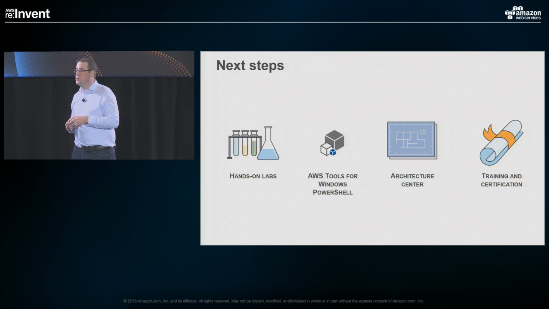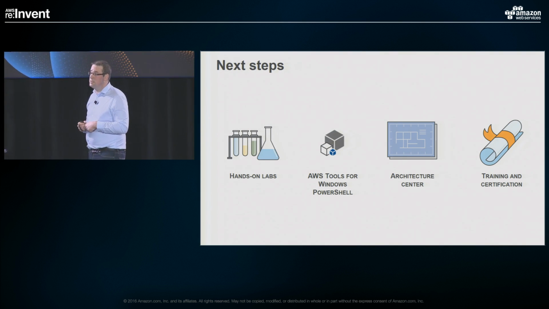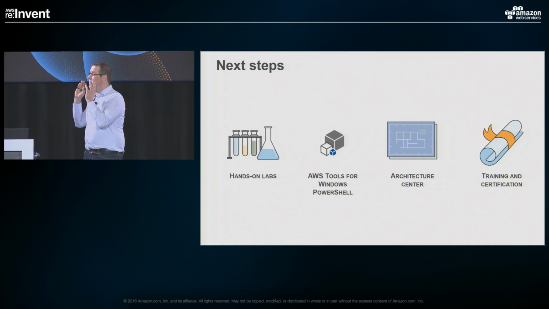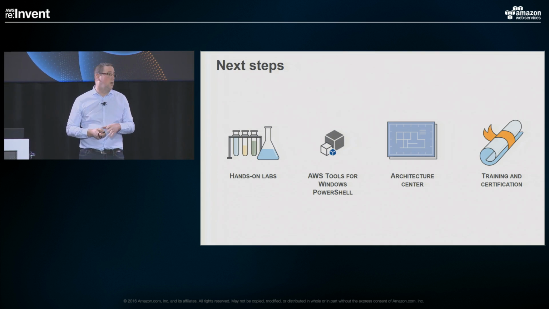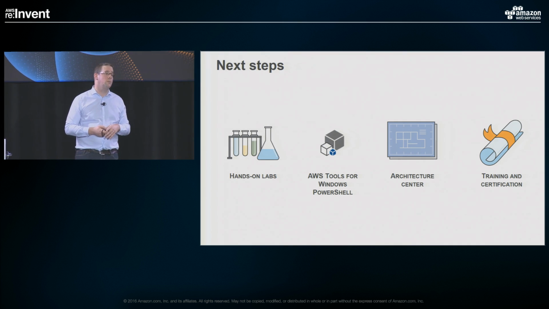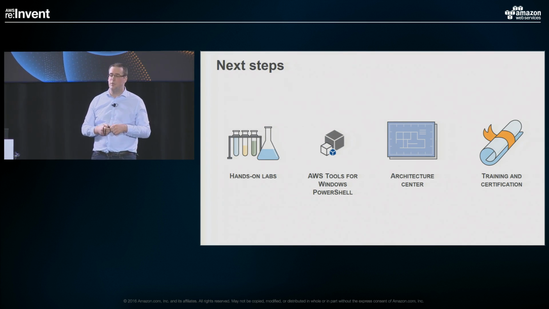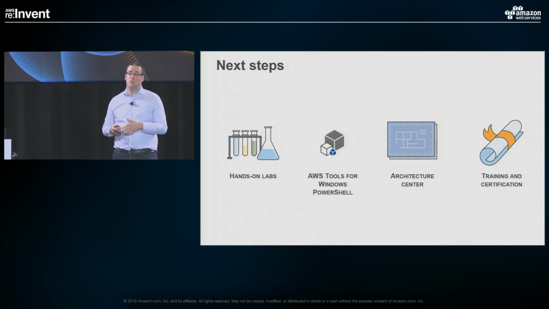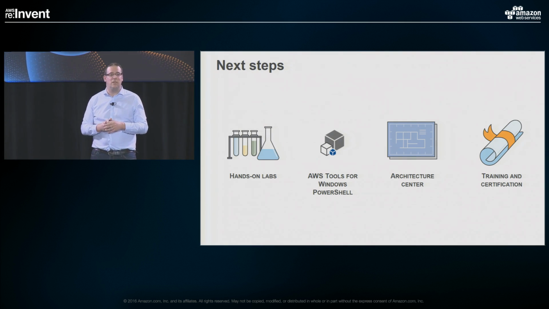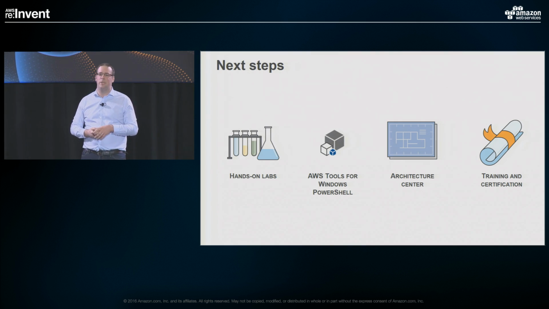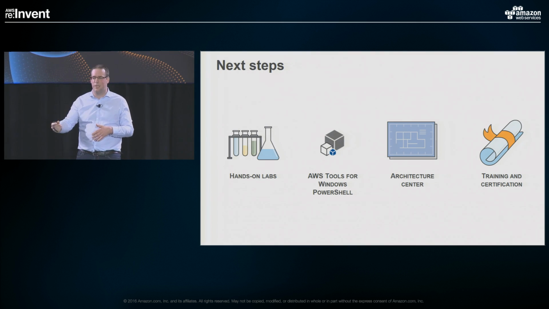So on that, what I encourage you to do is go to the hands-on lab. We have hundreds of computers that you can try everything we've done today. Look at the AWS Tools for Windows PowerShell. You can script the entire platform. We have thousands of cmdlets that are available for you. Look at the Architecture Center. The schemas that we have are all in the Architecture Center. You can look at best practices for web applications, batch processing, e-commerce applications.